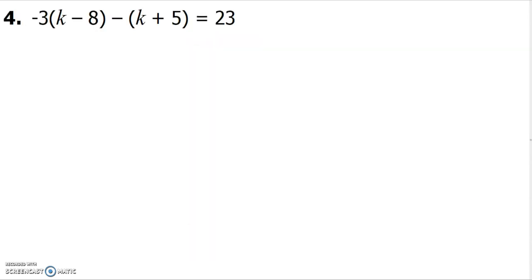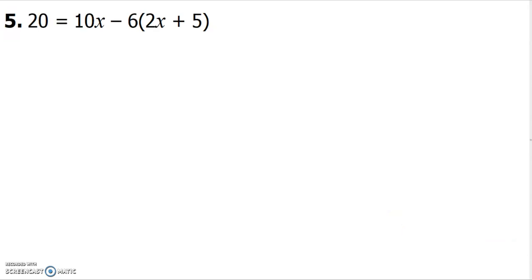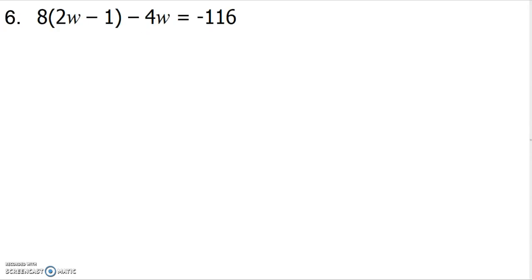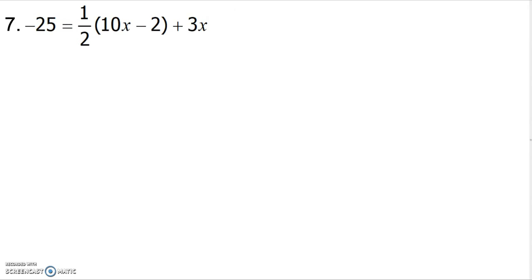Alright, for number 4, you're doing this one on your own. Notice we're distributing twice. You have negative 3 that's being distributed to this parentheses here. And notice that there's not really a number that we can see, which implies that it's a 1. So we're distributing a negative 1 to this second group. In number 5, notice we're distributing a negative 6. Number 6. And number 7, notice we're distributing that 1/2 to this group.